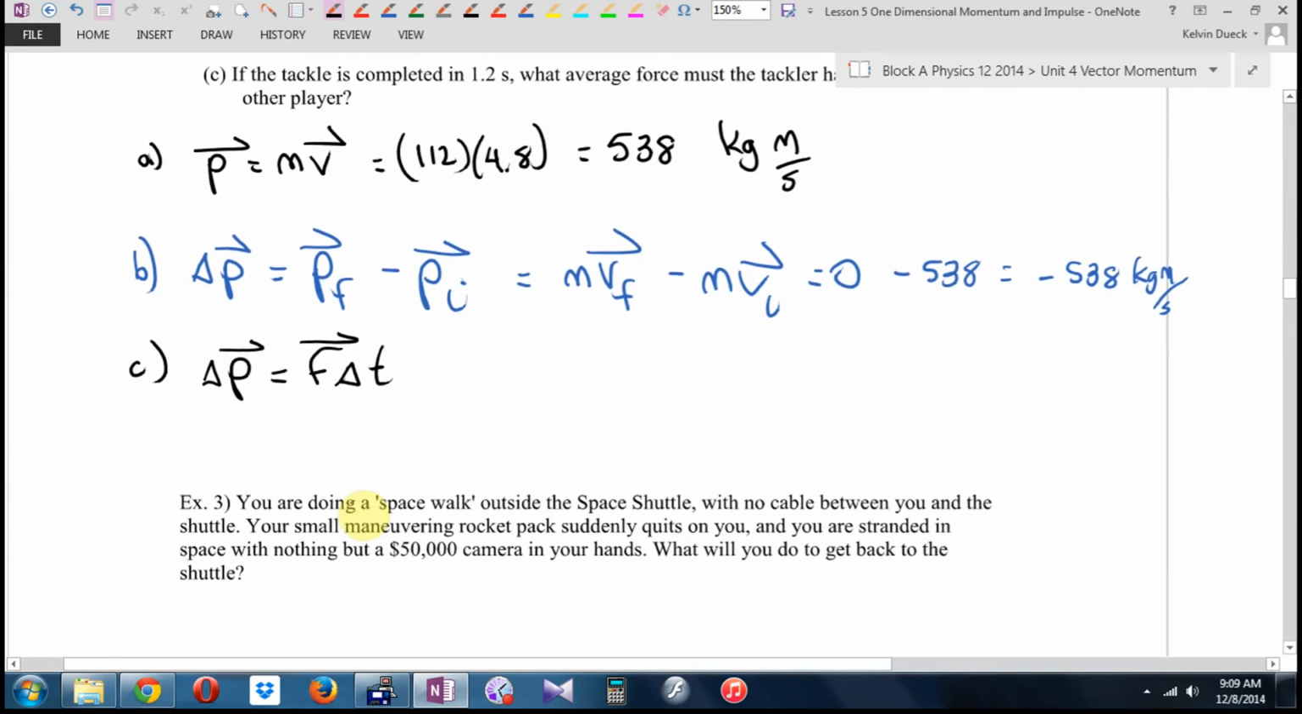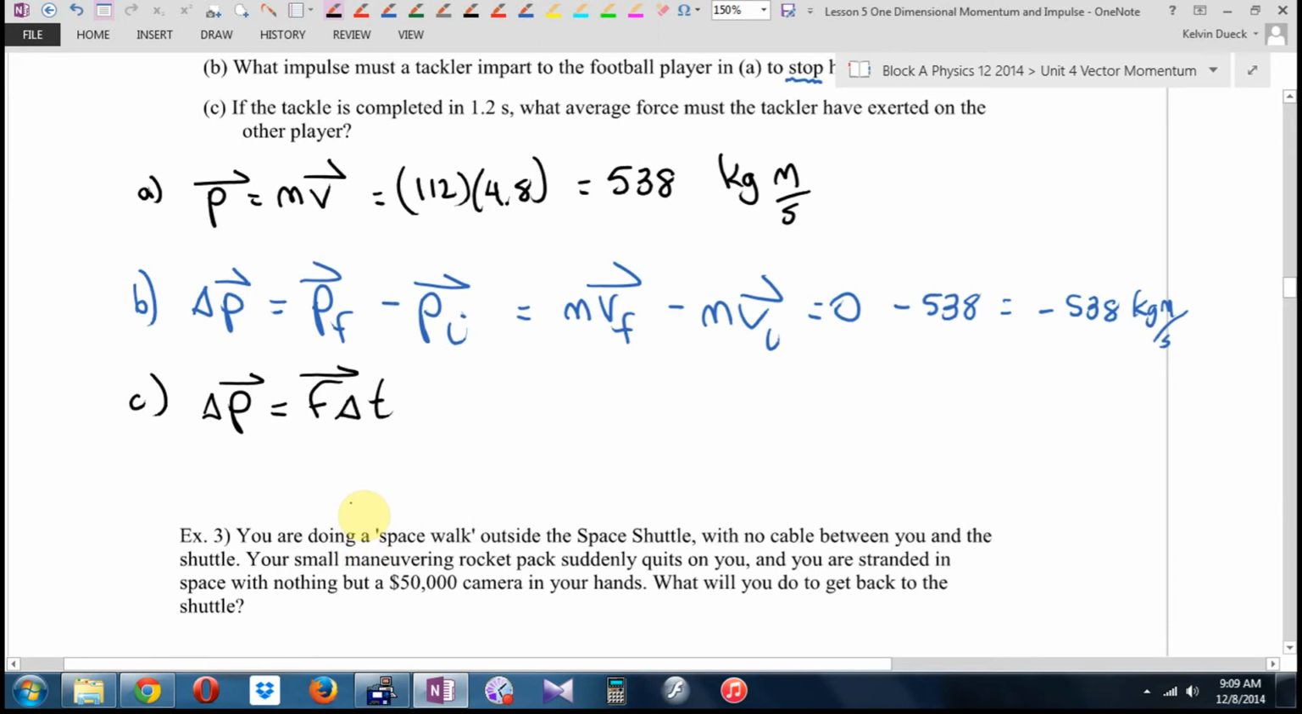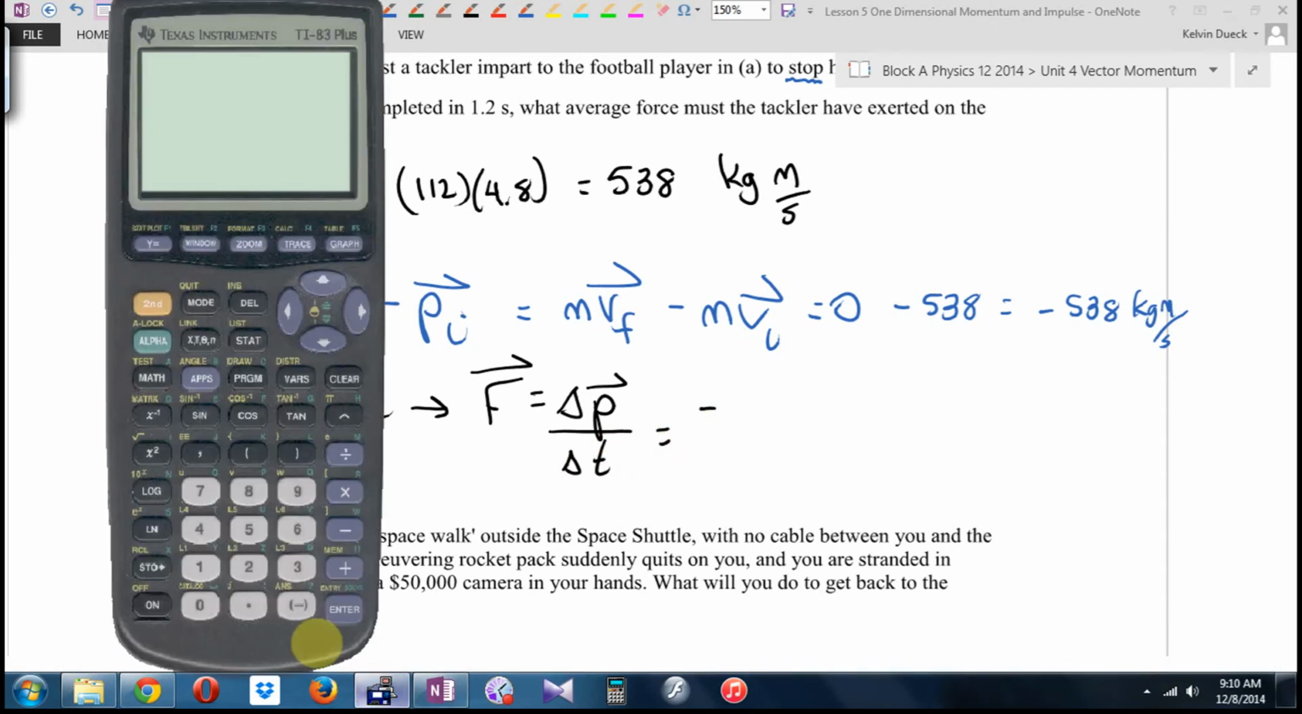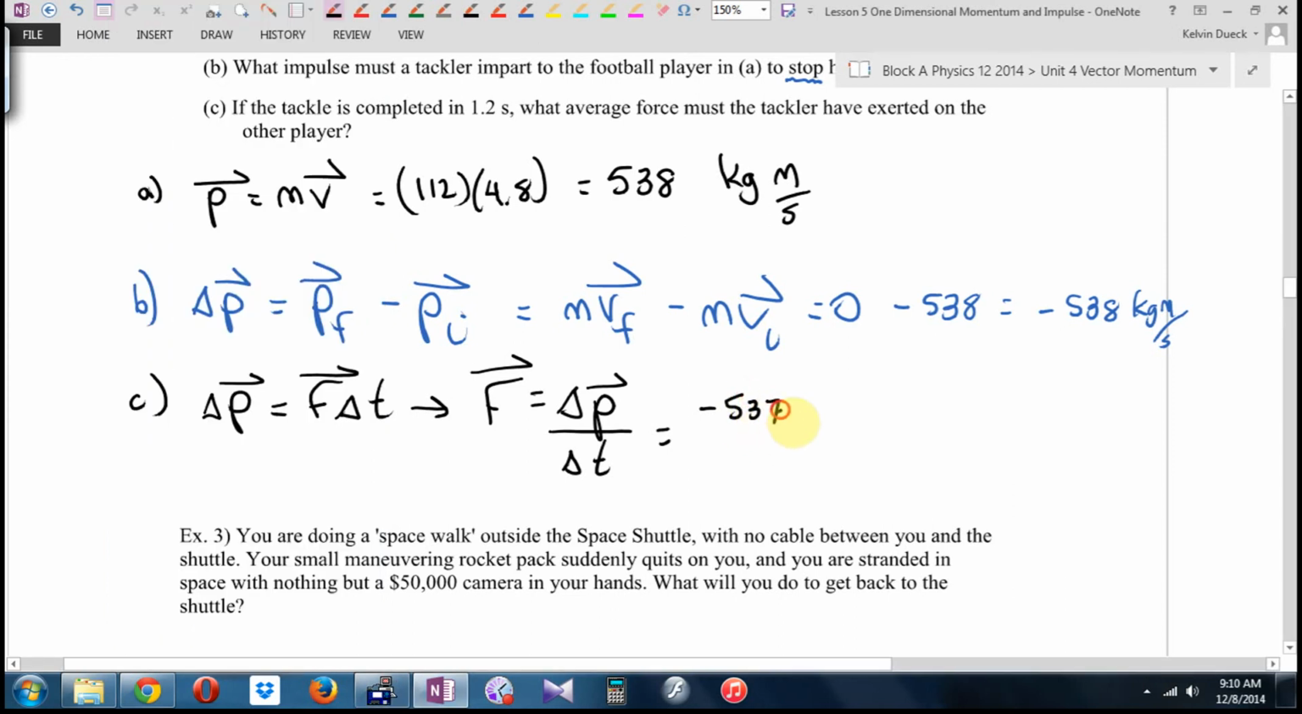Okay. Logan, what did you say they're asking us to find in part C? How would I get the F by itself, folks? Divide by delta t. Okay. So force is going to be the change in momentum divided by the change in time. We just figured out the change in momentum, negative 537.6, I'll use the full value, divided by 1.2. I'm going to get a negative answer. What's the negative telling me? The direction of the force has to be in the opposite direction that this person was what?